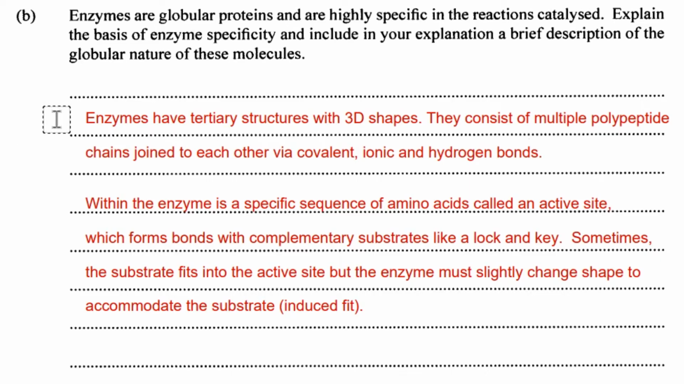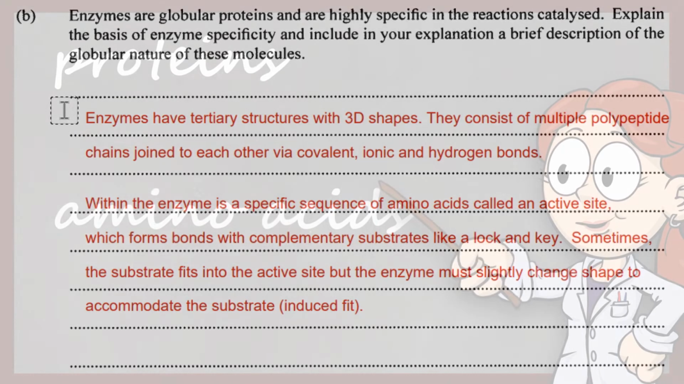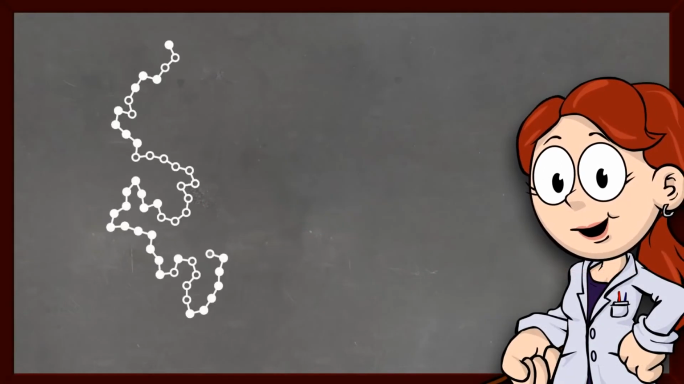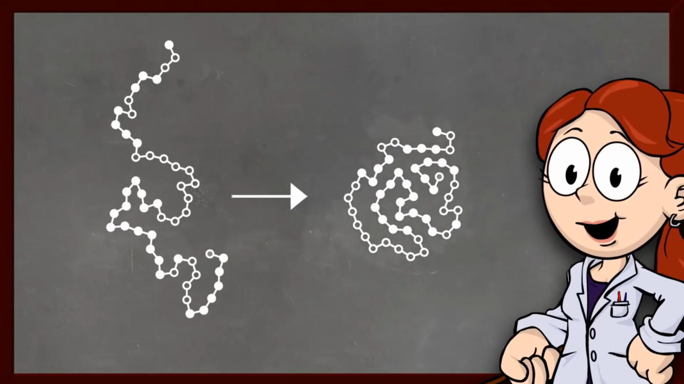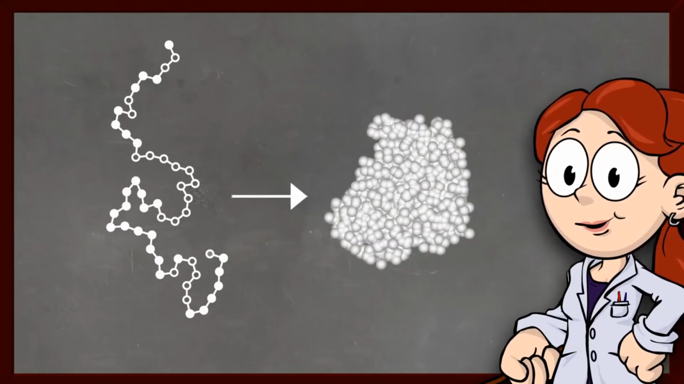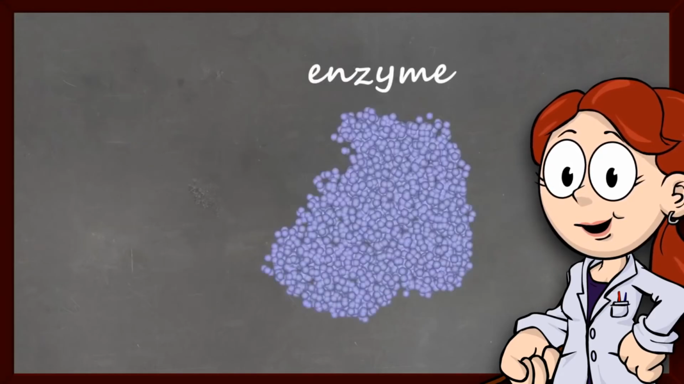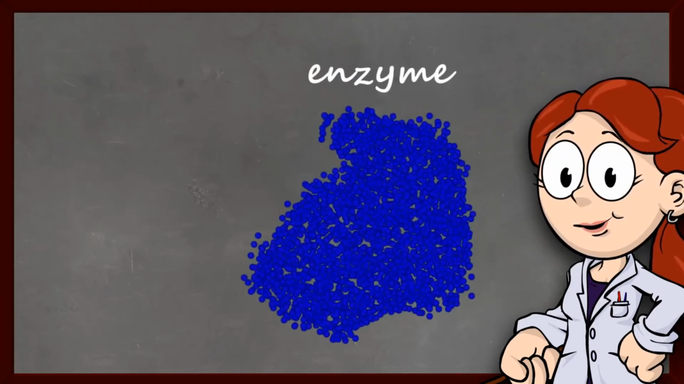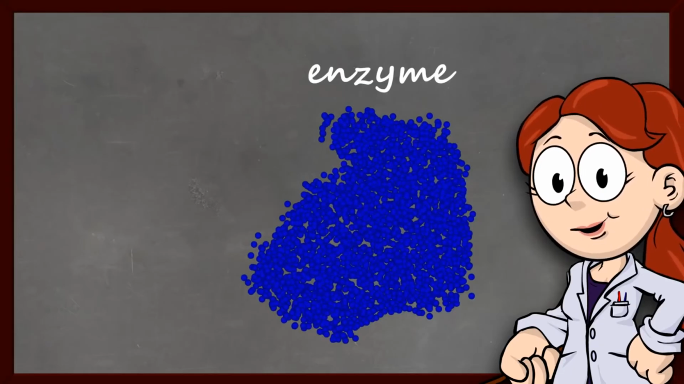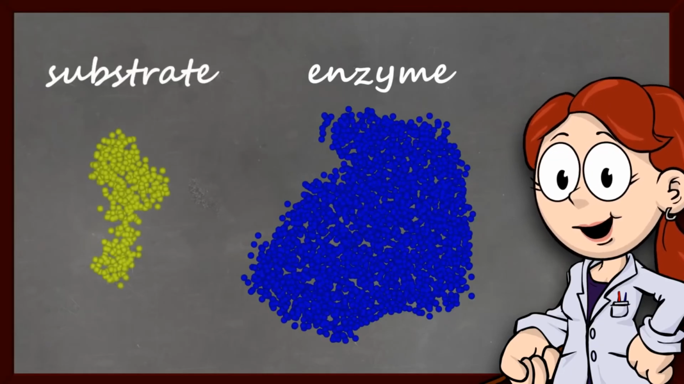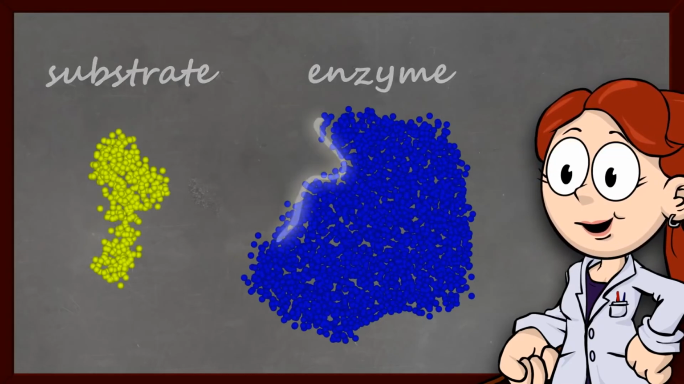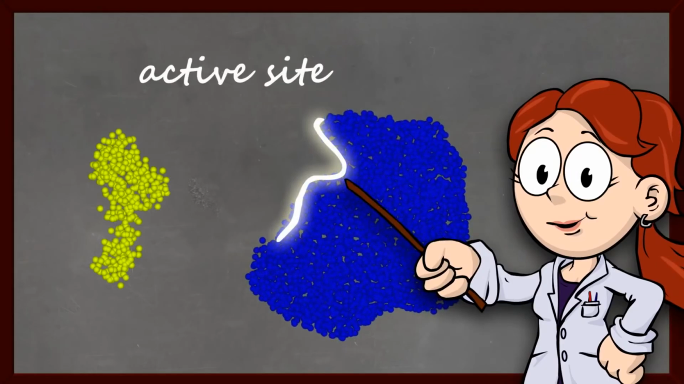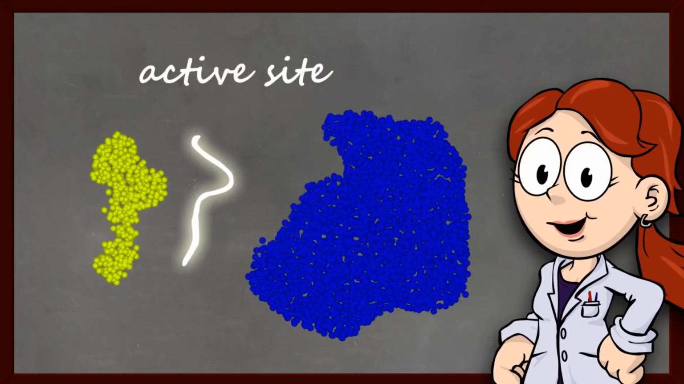So enzymes are tertiary structures with 3-dimensional shapes. They consist of multiple polypeptide chains joined to each other via covalent, ionic, and hydrogen bonds. These allow the polypeptide chains to fold to form a very specific shape. Now, within that shape, you are going to have a depression or cleft called an active site. And that is a specific sequence of amino acids, and that's going to form a little indentation in it, kind of like a keyhole that a key is going to fit into. So this forms bonds with complementary substrates like a lock and key.